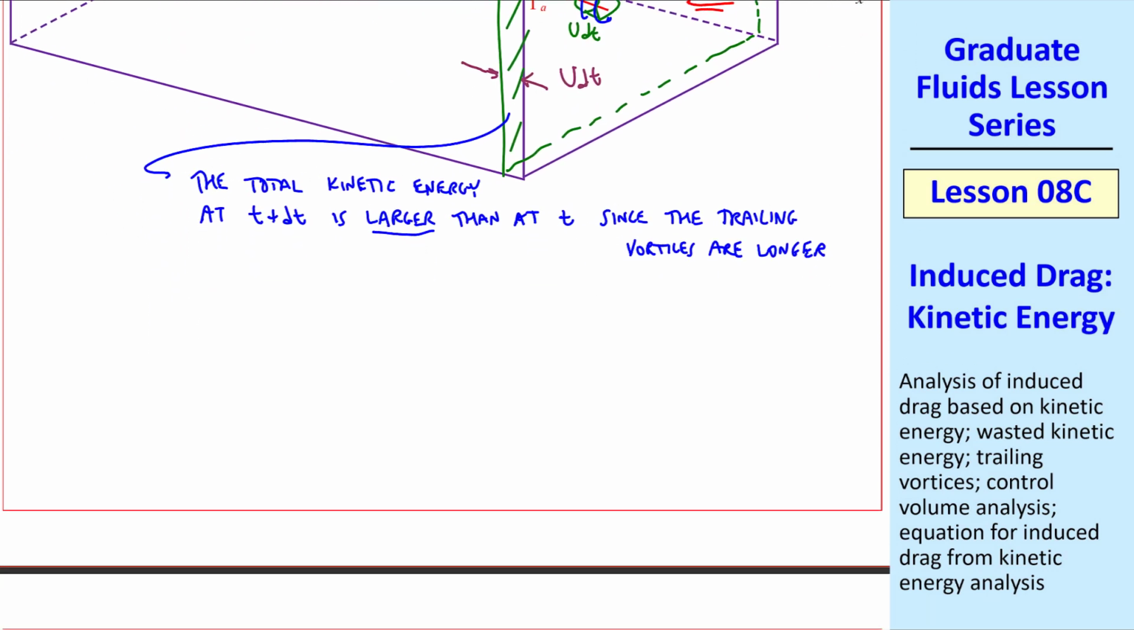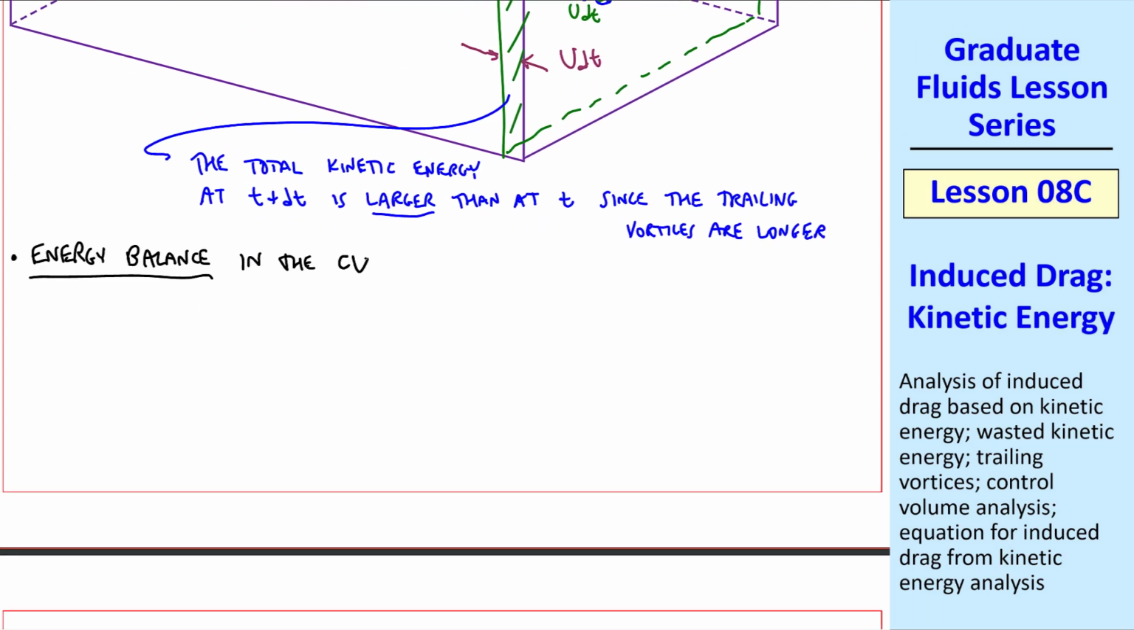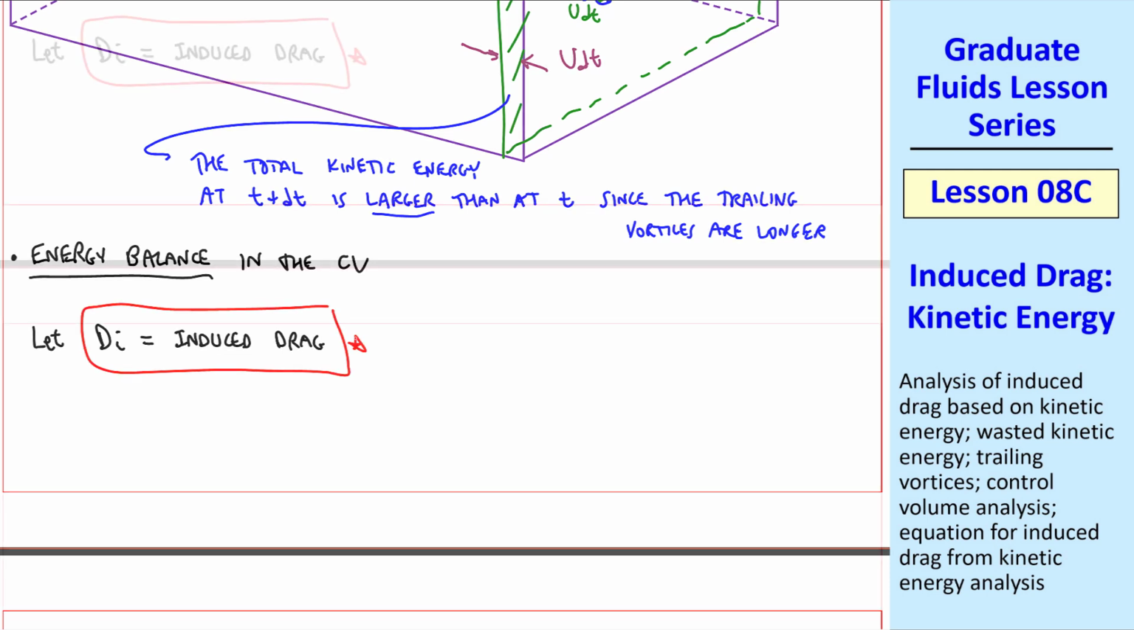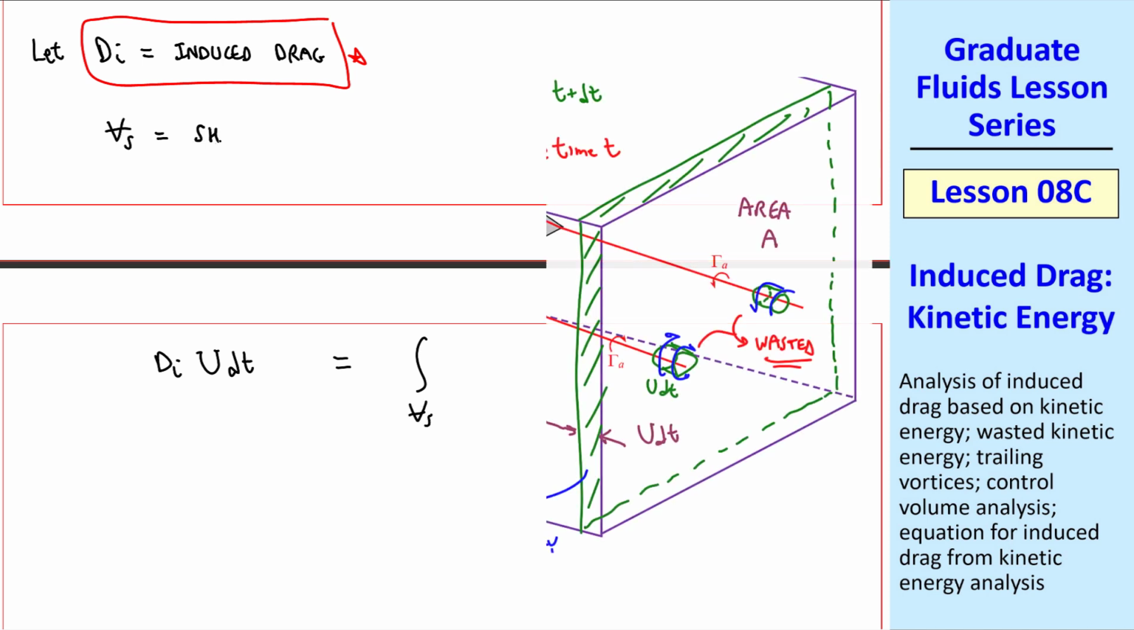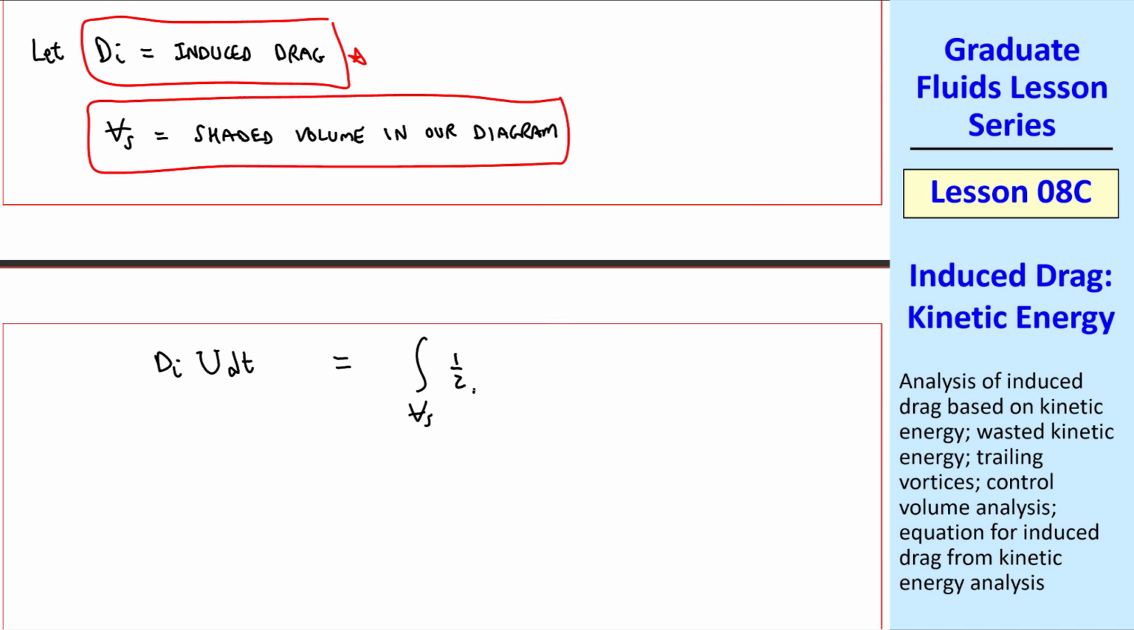With this in mind, we can do a simple energy balance in the control volume. First of all, let D_i be the induced drag force. In our notation, we can write D_i times u dt equal the integral over V_s, where V_s is the shaded volume in our diagram, and we integrate the kinetic energy 1/2 rho V squared dV, where remember that V with the line in it is a volume and v without the line is a speed.